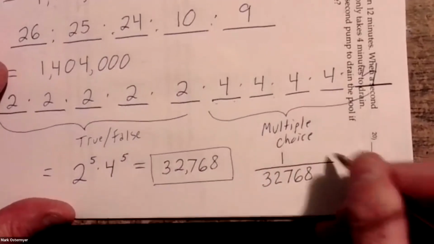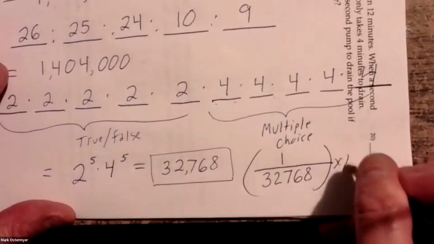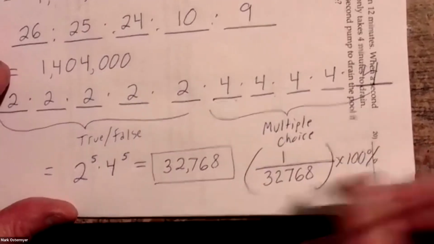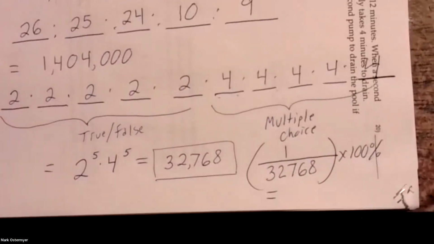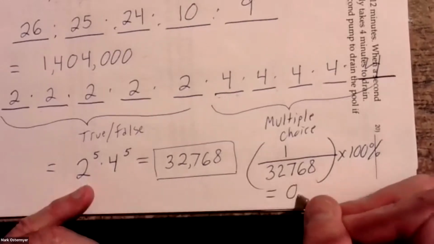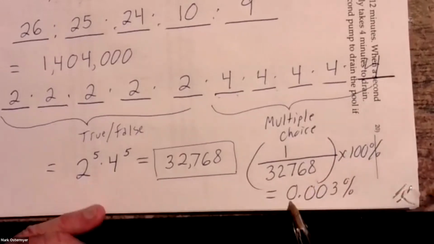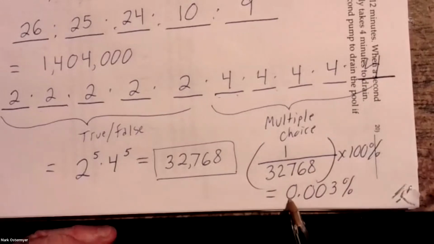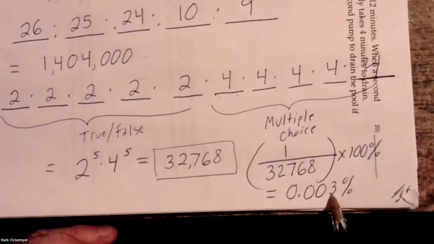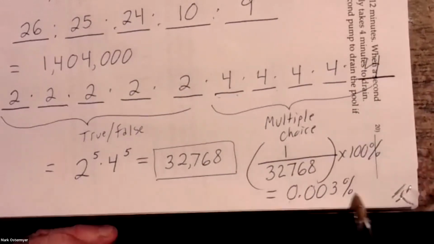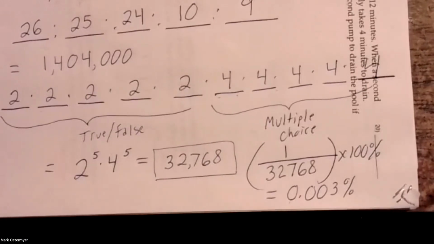32,768. Let's multiply this by 100%, and let's see what their percent chances of getting 100% on this quiz is. Well, here we go. 1 divided by 32,768 times 100%. Wow. This is only going to be 0.003% chance. That's not even 1% chance. 1% is way up here. This is only 3,000th of 1% chance of getting 100% on the quiz if you purely guess.